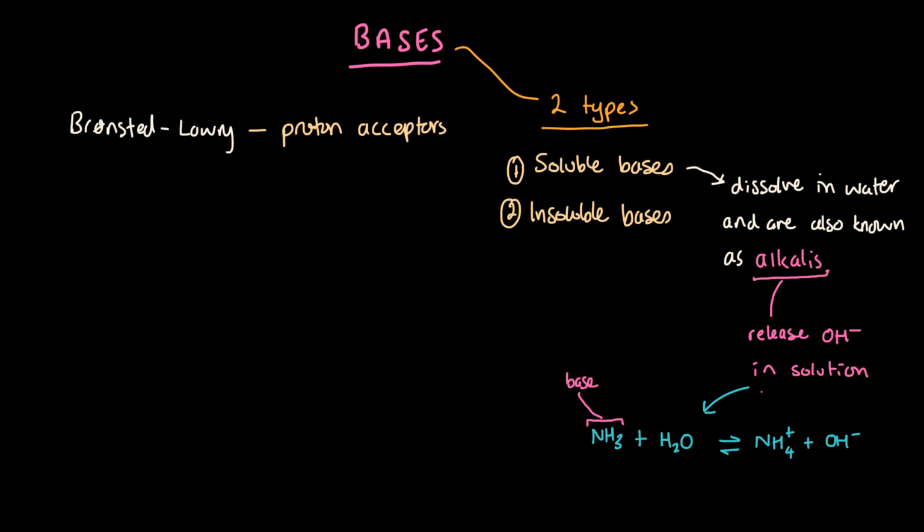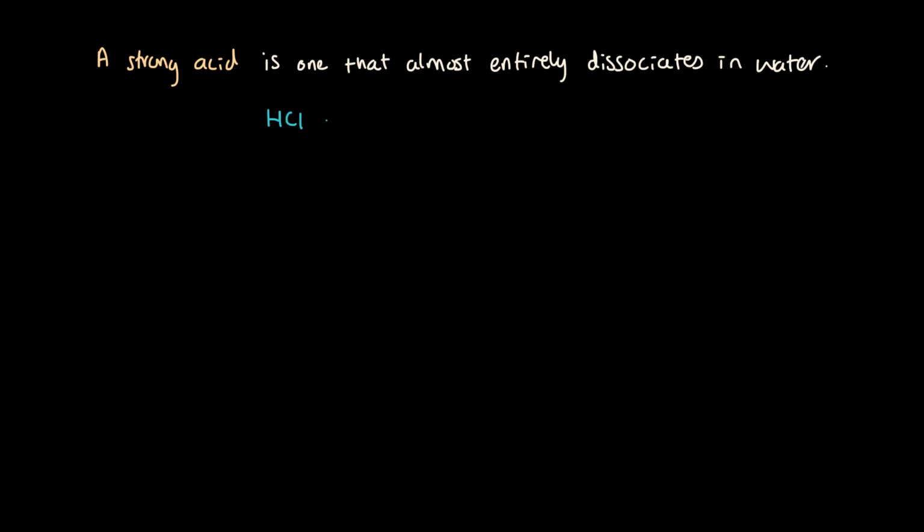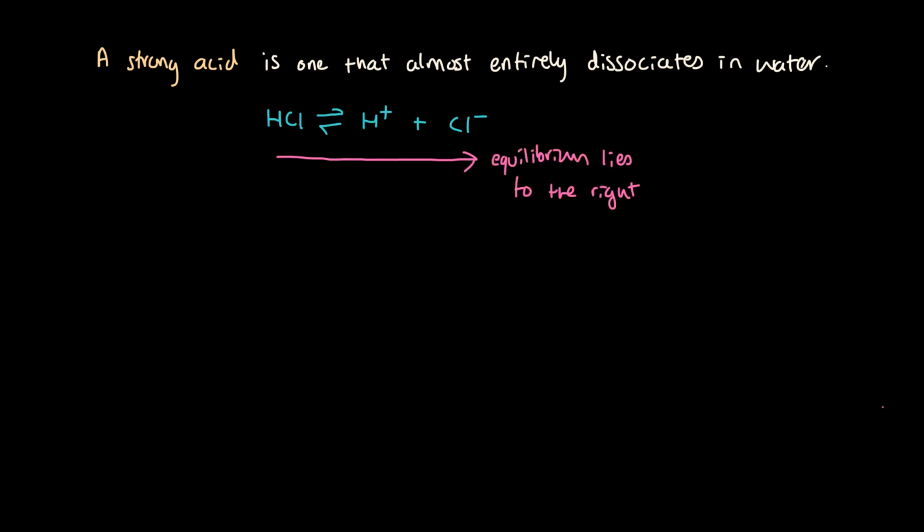Not all acids and bases are the same. You can get strong and weak acids and strong and weak bases. A strong acid is one that almost entirely dissociates in water. For example, hydrochloric acid dissociates into H+ and Cl-. The equilibrium lies well to the right, meaning most of the hydrogens in HCl are released as H+, making it a strong acid.